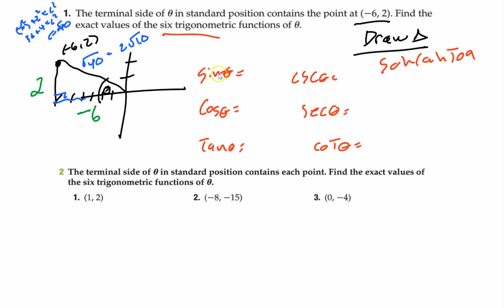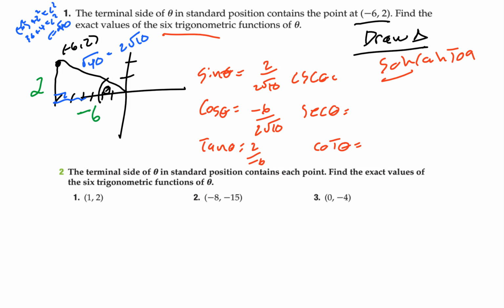Right, so if I want sine, it's just SOHCAHTOA, opposite over hypotenuse. So 2 over 2 rad 10. Again, you can leave it like that, you can reduce if you want, it's just 1 over rad 10, same deal. Cosine is adjacent over hypotenuse, negative 6 over 2 rad 10. And tan is opposite over adjacent, 2 over negative 6.